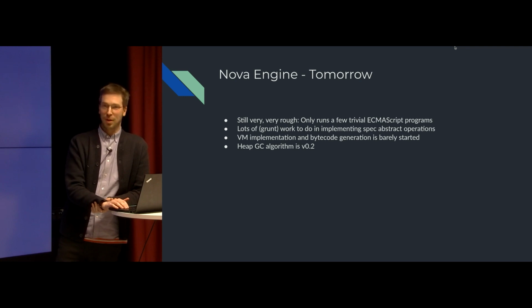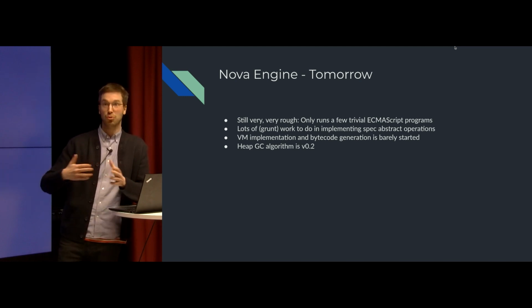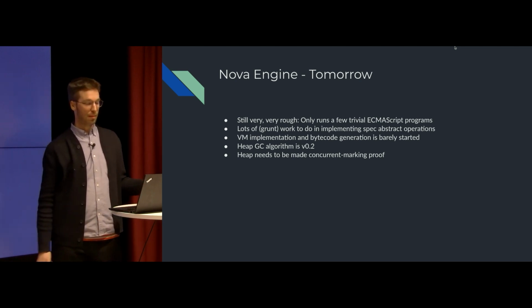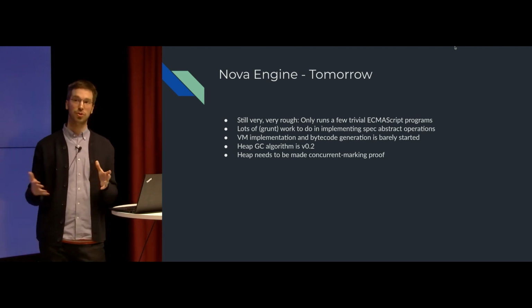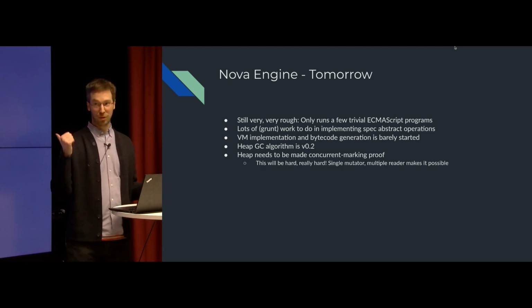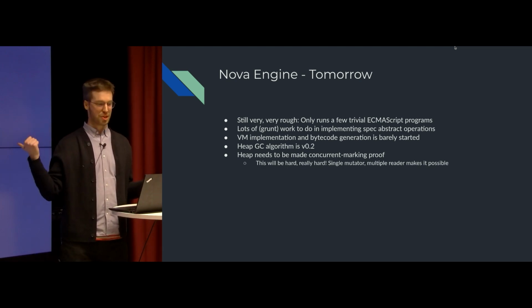I have implemented the GC algorithm, but it's quite rough still. Although it's parallel, because it parallelizes ridiculously easily. The heap needs to be made concurrent marking proof. I really want to mark in concurrent time, but this will be really hard. Having just a single mutator thread makes this more possible.